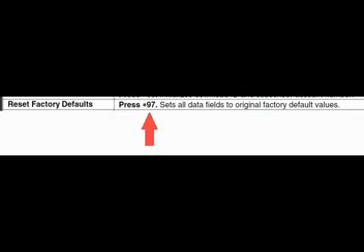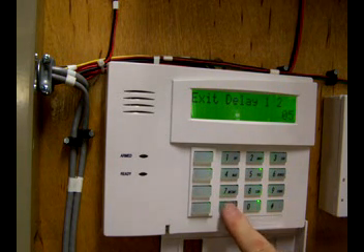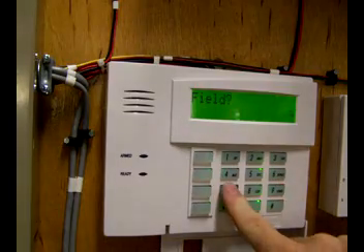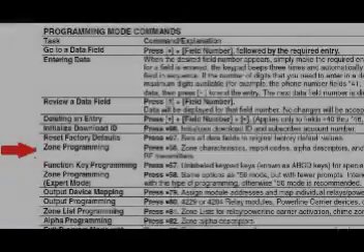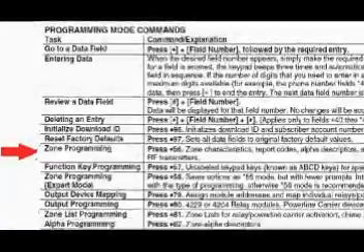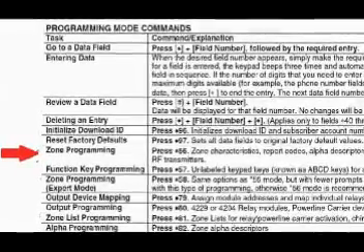Enter the programming command, asterisk 97. Three beeps, that's all you'll get. The deed has been done. I would recommend a factory reset on all new panels and when you run into a problem you can't seem to fix. In the next video, I'm going to cover zone programming, asterisk 56.